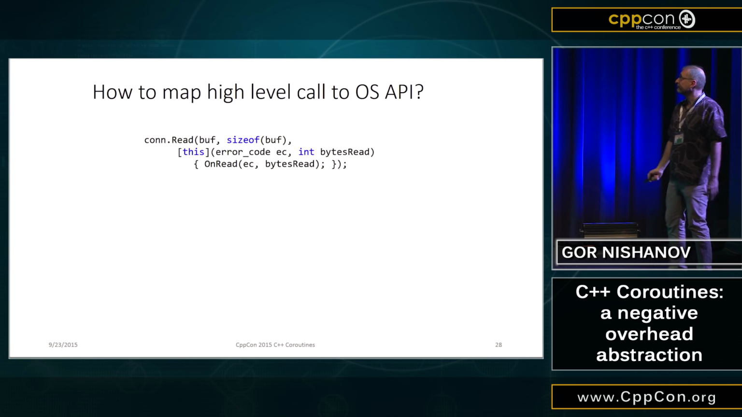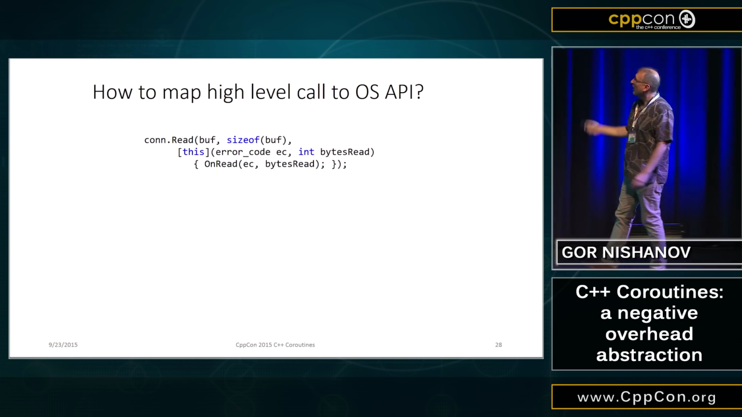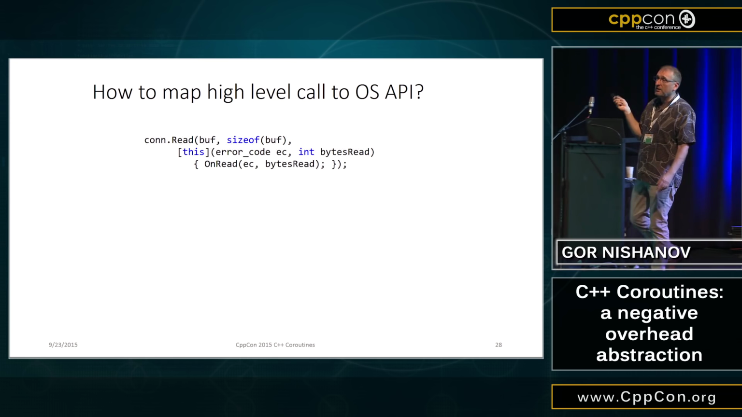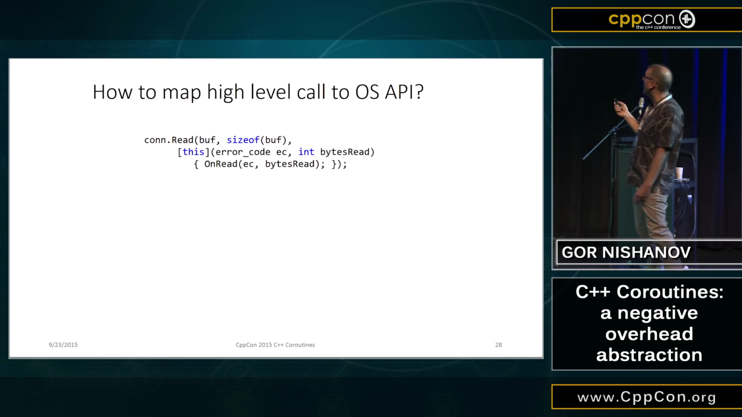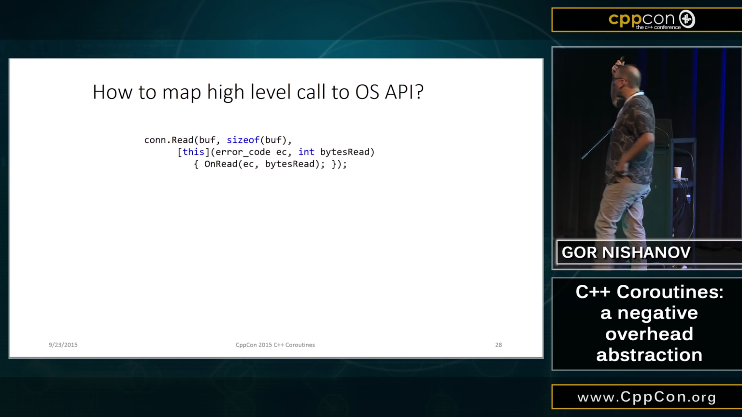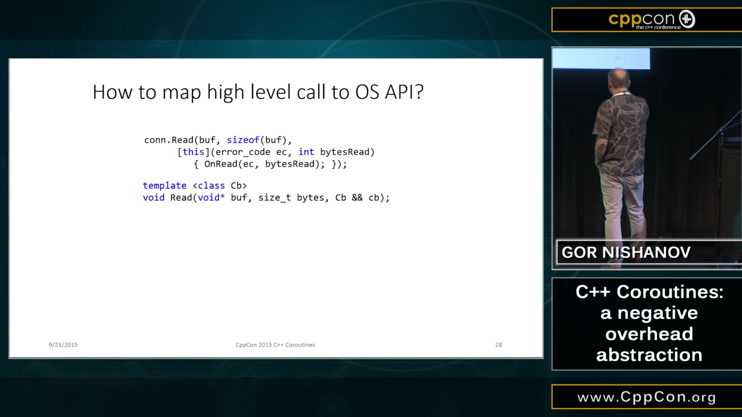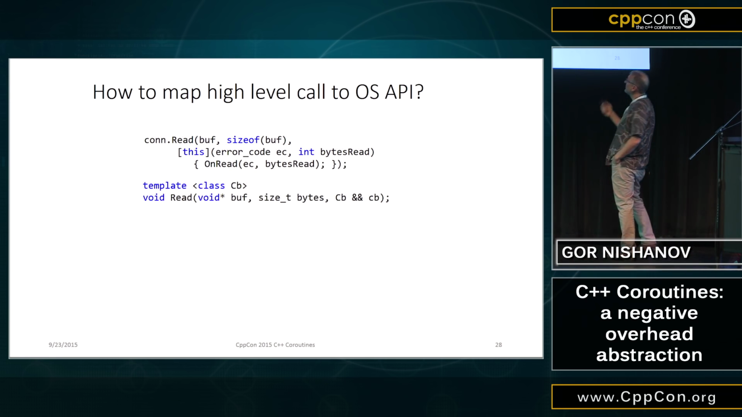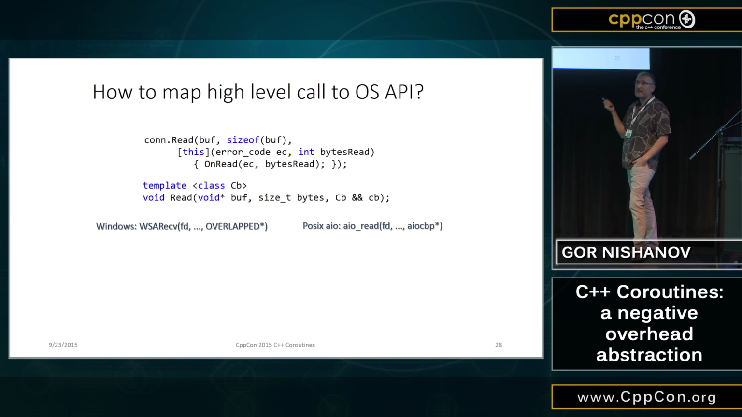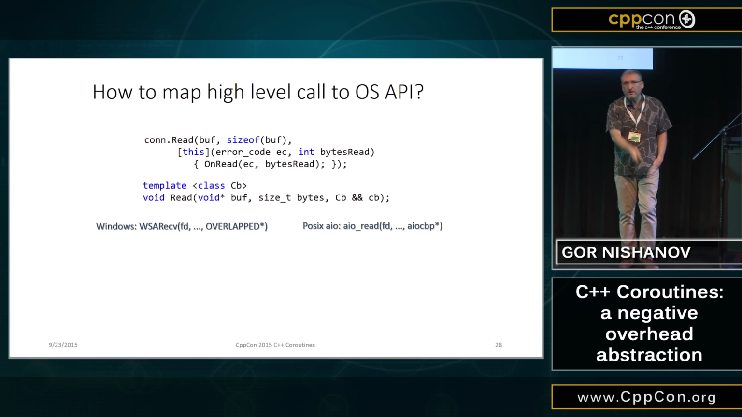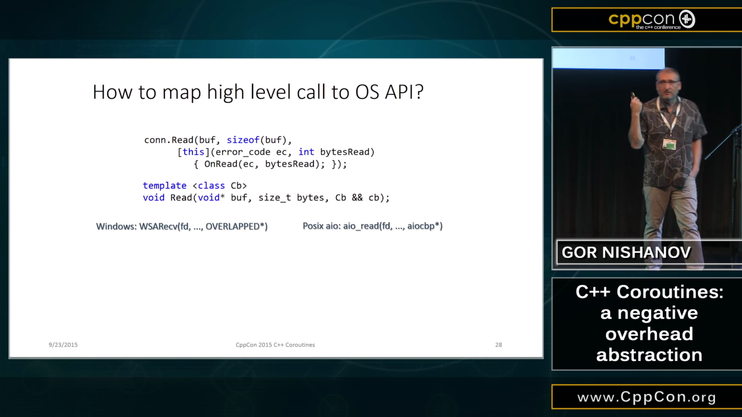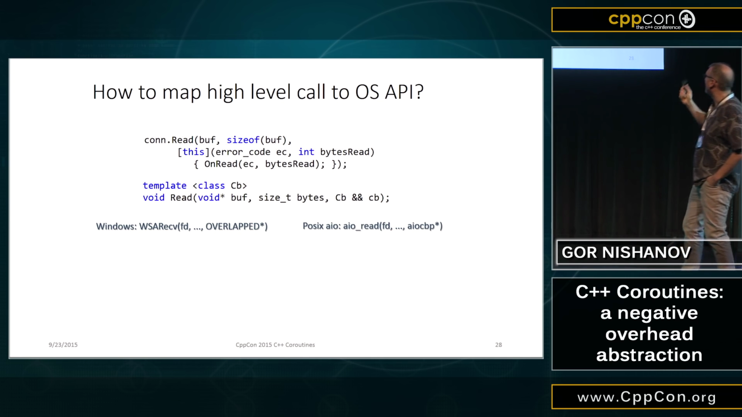So what do we have? This is what the user writes in the traditional model, right? I pass a lambda as the callback parameter. Then this is the signature of a function that takes, whatever, and we'll call it later. But this is what the OS expects: OVERLAPPED on Windows, an unpronounceable thing on POSIX, whatever.